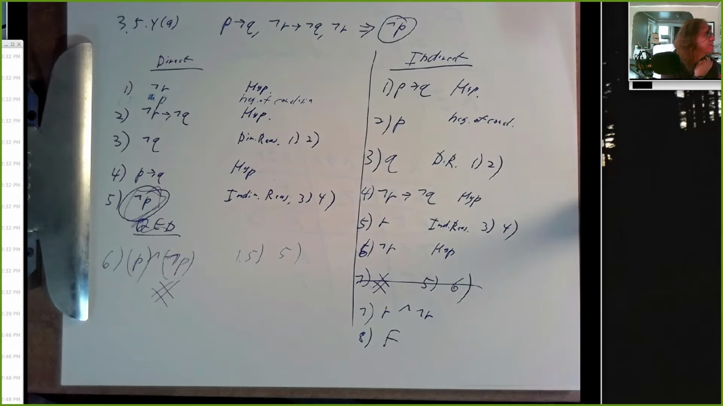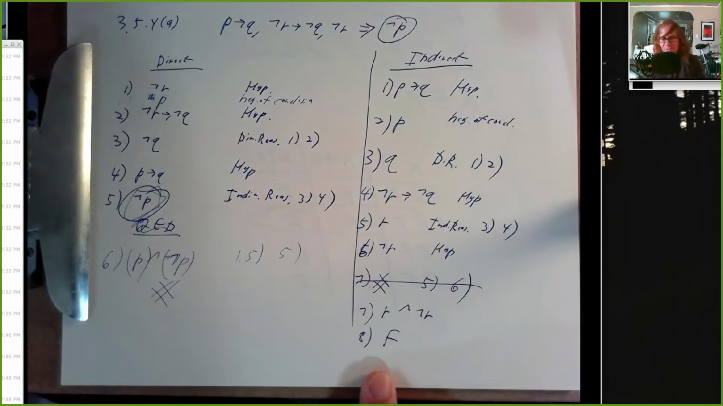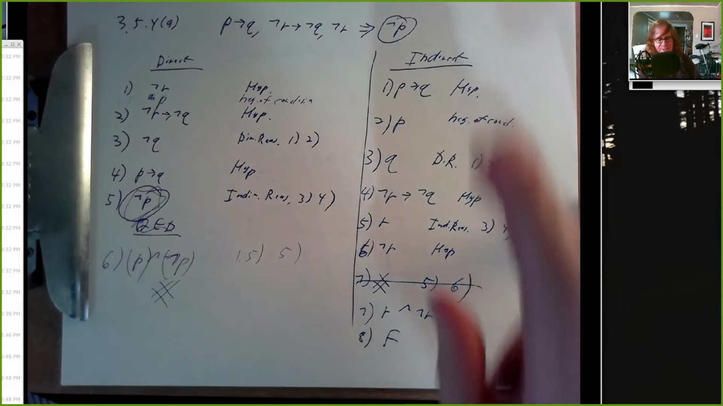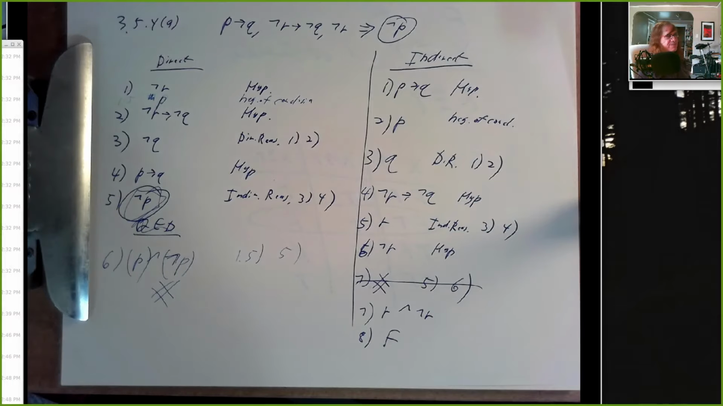Let's see. Oh, and because false implies true, the whole thing is false. I don't know about that. The problem here is that true is implying false, right? All of these things that are true end up implying false, and that's not valid, right? True can never imply false.